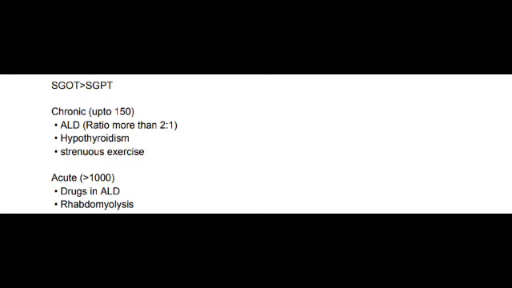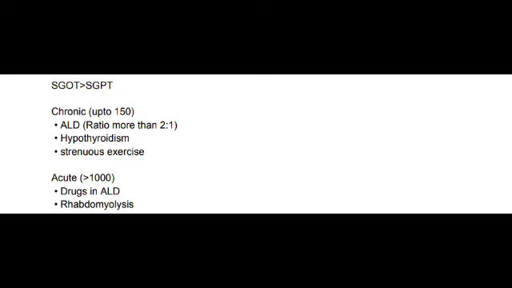And now let us see the conditions which mainly increase the SGOT levels, which is non-liver specific. So chronic conditions include alcoholic liver disease. In case of alcoholic liver disease, the SGOT to SGPT ratio increases to more than 2:1. Other extrahepatic causes are hypothyroidism and strenuous exercise.